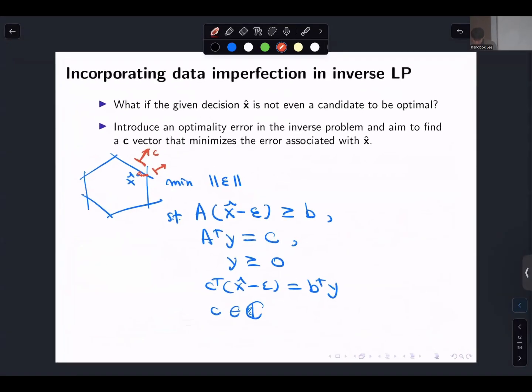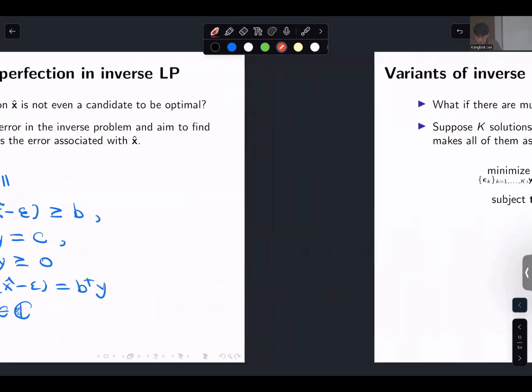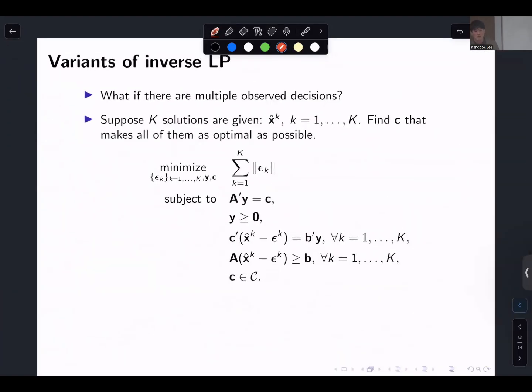Okay. I'm going to move on. Using this framework, we can further generalize by considering multiple decisions. What if there's not only a single decision given, but multiple decisions like x hat 1, x hat 2 through x hat k? Then I'm looking at this kind of geometry where I have a bunch of decisions like here. Then can you find me a C vector that makes all of them as optimal as possible? Well, you can do exactly the same, but all you need to do is introduce different perturbation vectors for different data points. And then in the objective function, we minimize the sum of the perturbations. That's it.